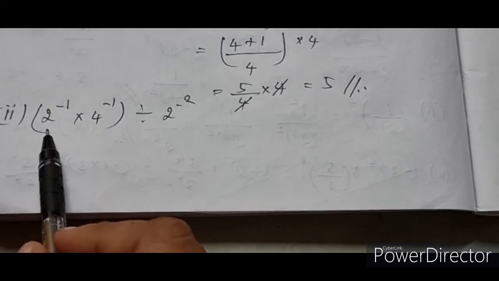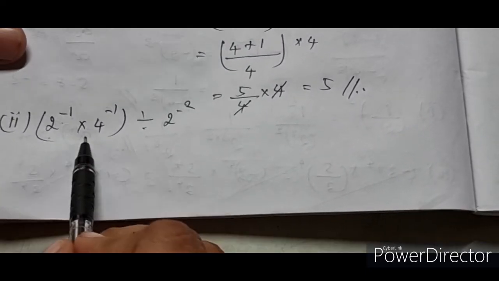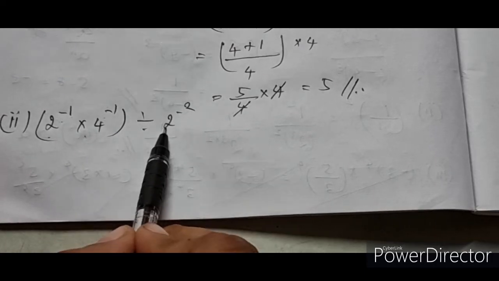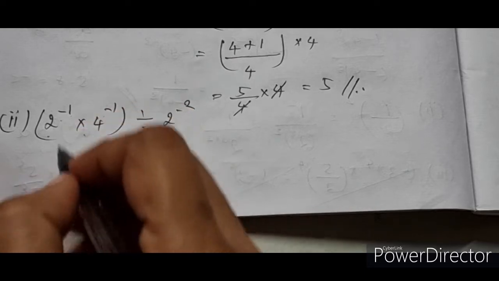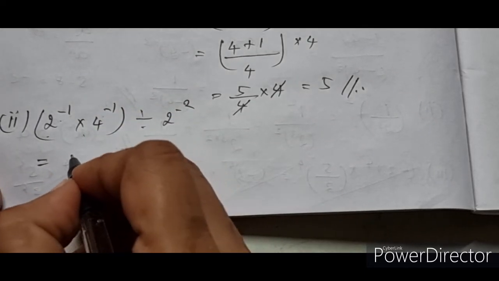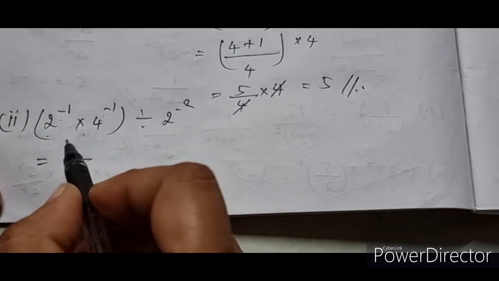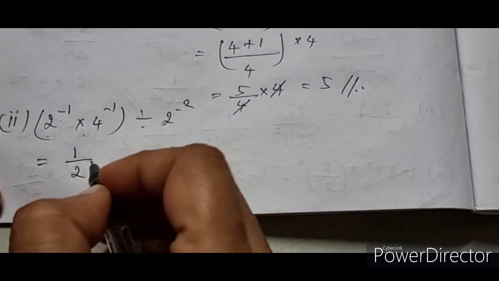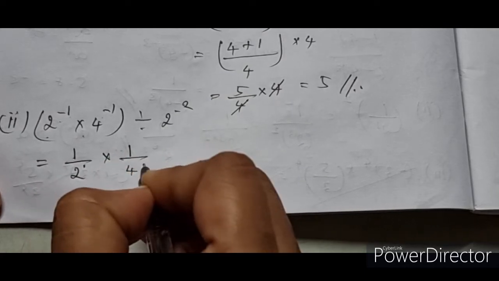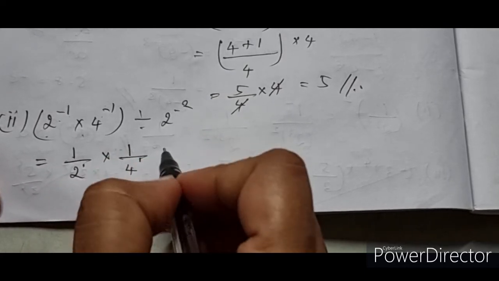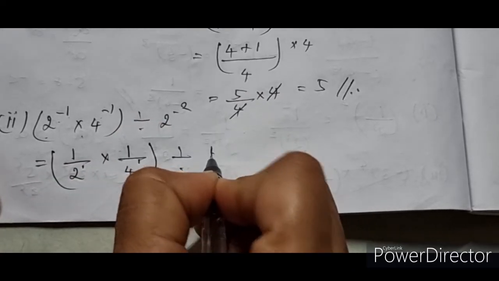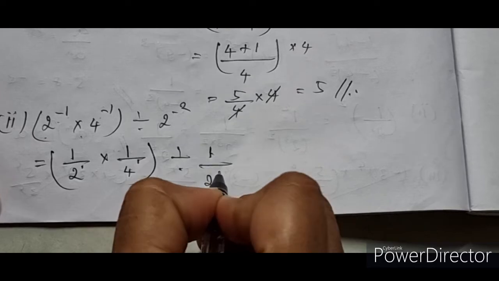Okay, so the next subdivision is 2 to the power of minus 1 into 4 to the power of minus 1 divided by 2 to the power of minus 2. This can be written as 1 by 2. To make it positive, I'm doing a reciprocal, into 1 by 4 to the power of 1 whole divided by 1 by 2 to the power of 2.